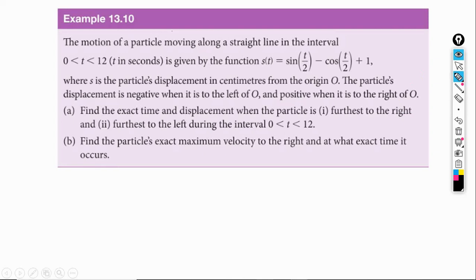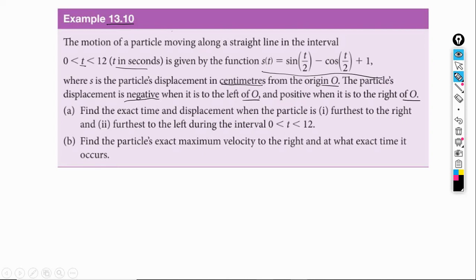Okay, so here we are on example 13.10. It says the motion of a particle moving along a straight line in the interval t between 0 and 12, t in seconds, is given by the function blah blah blah, where s is the particle's displacement in centimeters from the origin. The particle's displacement is negative when it is to the left of the origin and positive when it is to the right of the origin.